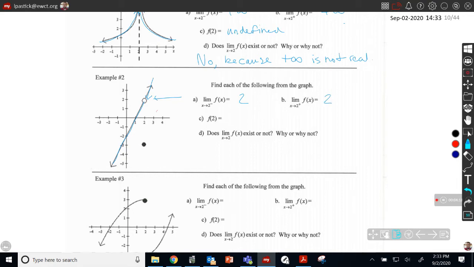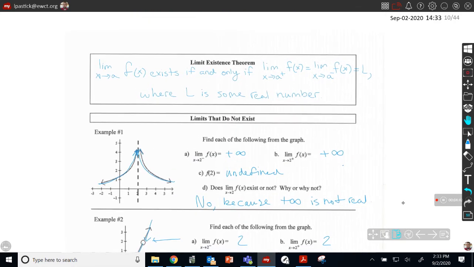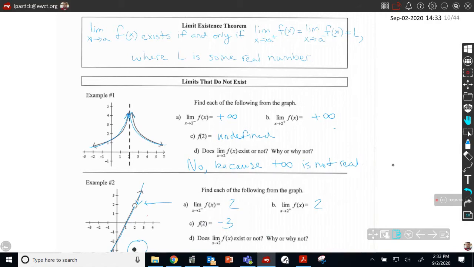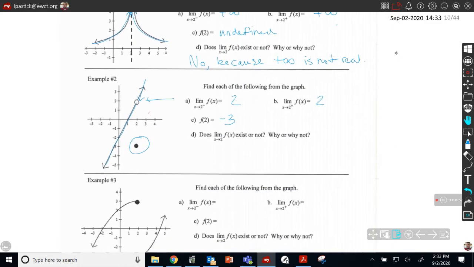F of 2, however, does not equal 2. F of 2 equals negative 3, so you got to be careful there. Because the hole means there's a little tiny dot that doesn't exist on that graph. So the question is, does the limit exist? Why or why not? As x approaches 2. So you got to go back to the theorem above. It exists if and only if the left-hand side limit equals the right-hand side limit. And I'm saying that backwards, so according to my writing, it's the right-hand side limit equals the left-hand side limit, and they equal the same exact value.